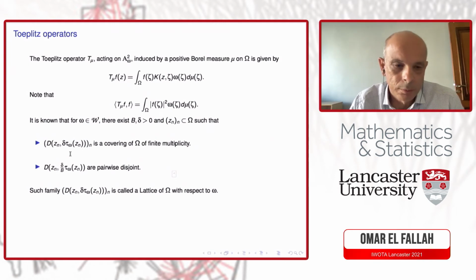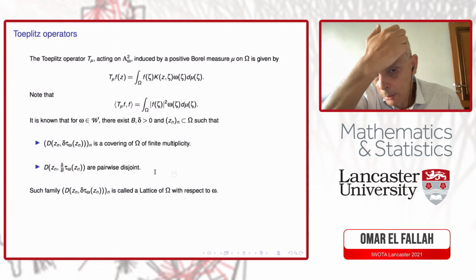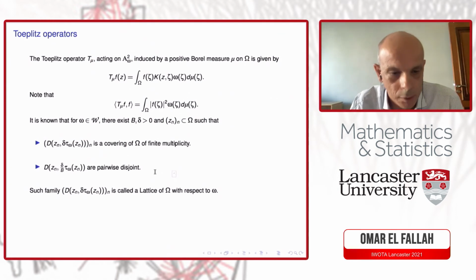And if the radius is smaller, then the disks are pairwise disjoint. Such disks will be called a lattice with respect to omega, or with respect to the geometry associated to omega, because it depends only on omega. Such a family exists.